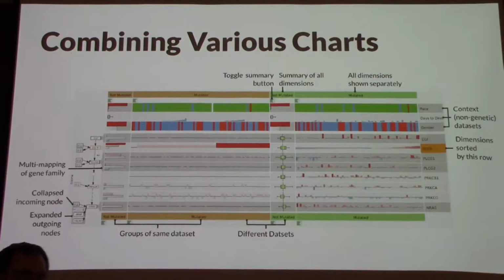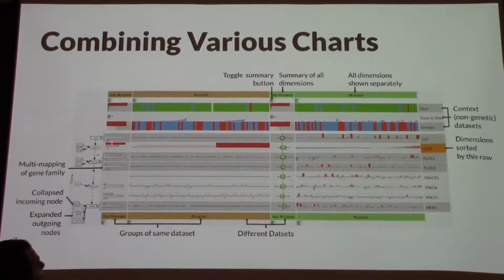So if you want to combine various techniques, this is a figure out of one of my papers. You can do that, and you have to be a little bit careful. So what we do here is we show, in this case, multiple different data types. So we have, what is it? This is mutation data. No, this is copy number variation data. But anyways, that's not important.